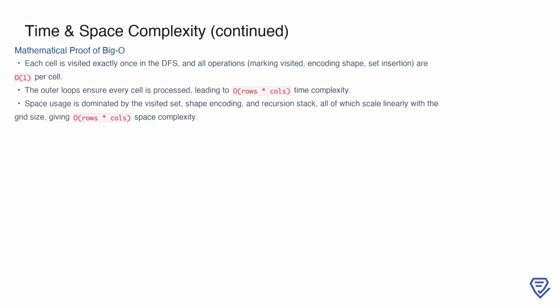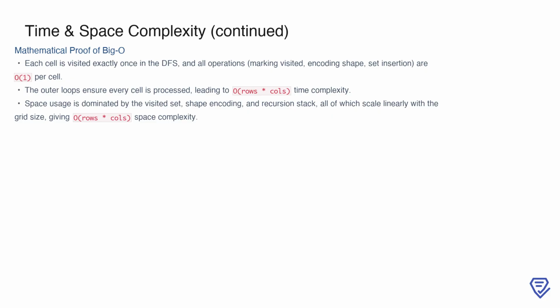On the space side, the main contributors are the visited set, the shape encoding, and the recursion stack, all of which scale linearly with the grid size. This means the space complexity is also firmly O(rows * cols). Together, this analysis confirms that the solution is both time and space efficient, scaling gracefully with the size of the input grid.